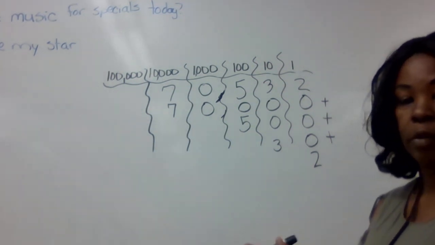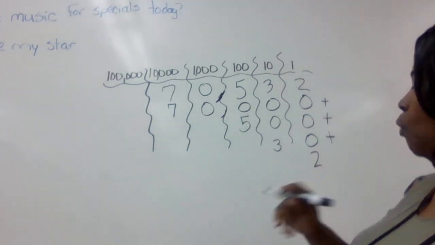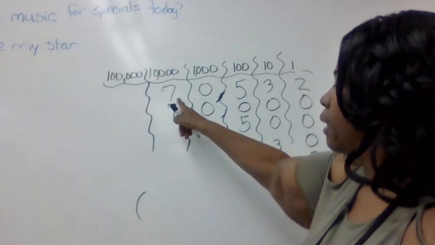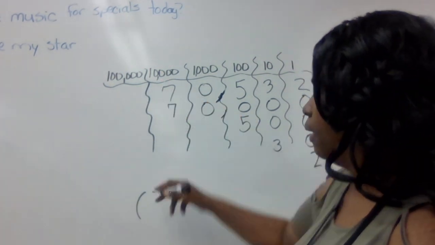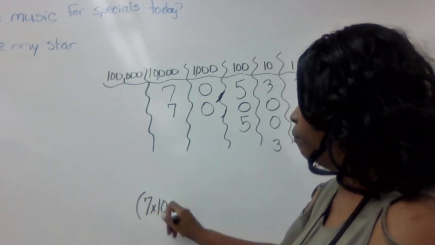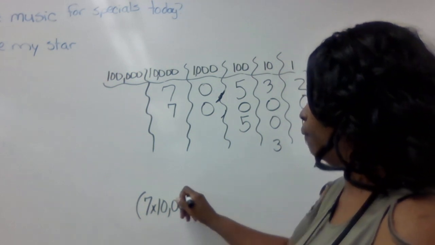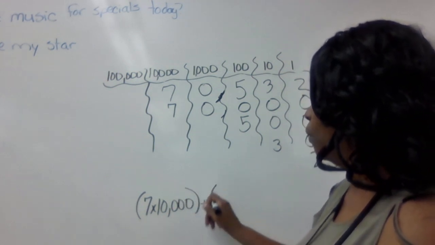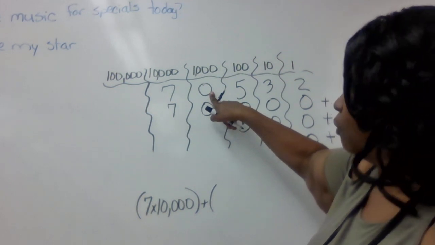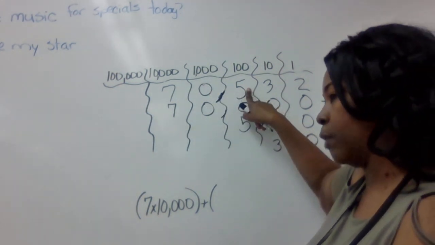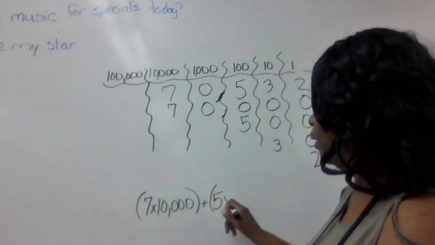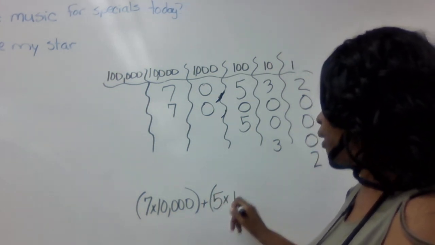So this is also expanded form. And another way we do it is with multiplication. Let's watch. Okay, I'm going to do my parenthesis. 7 is in what place? Ten thousands place. So 7 times 10,000. Another way of doing expanded form. Plus, what's our next digit? We have nothing or 0 in the thousands place, so we go to the next place value, which is the hundreds place. So we have a 5 there, and it is in what place? The hundreds place.